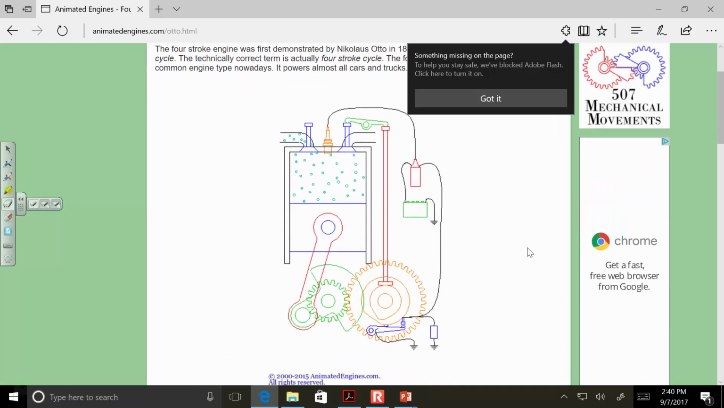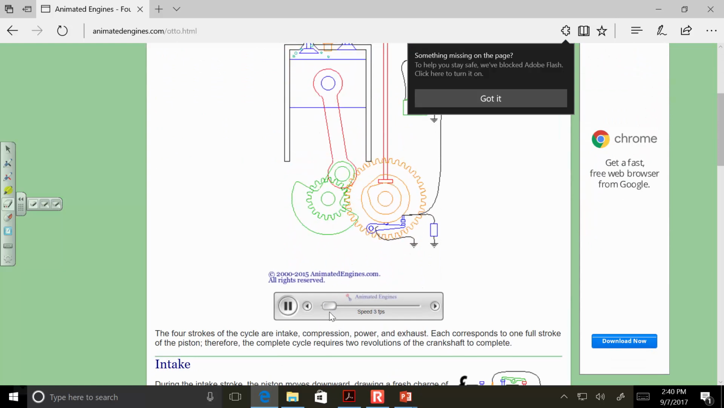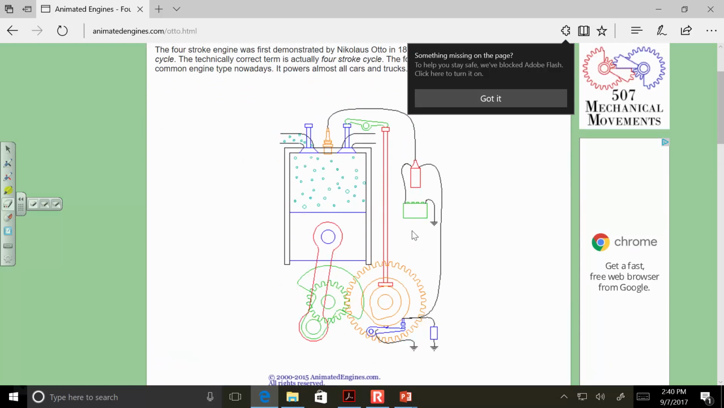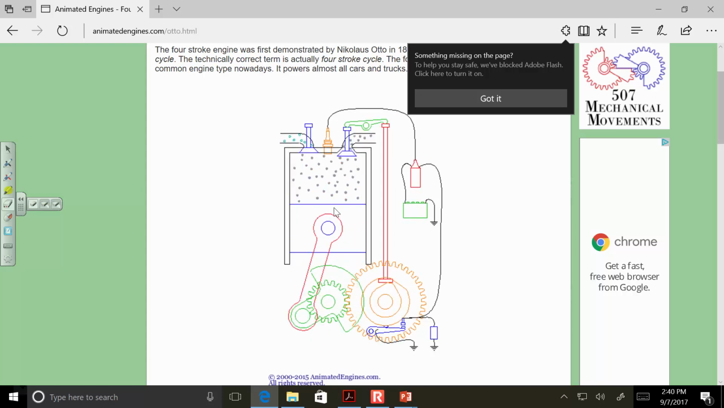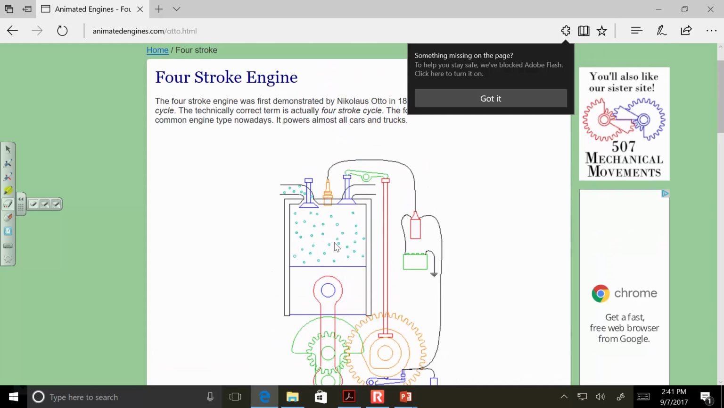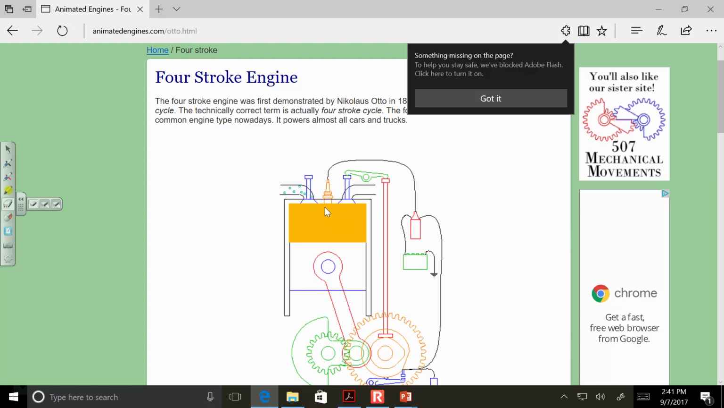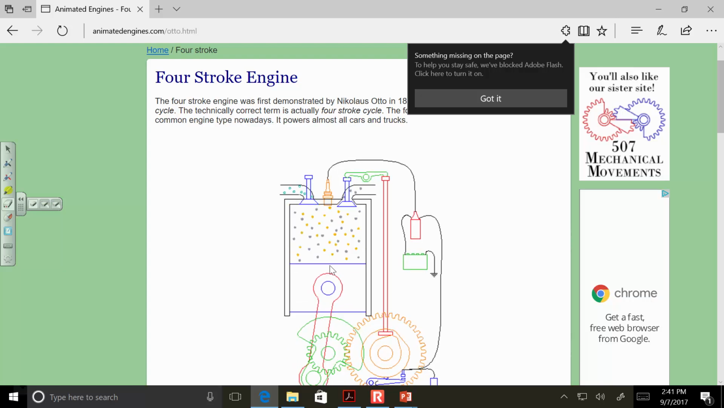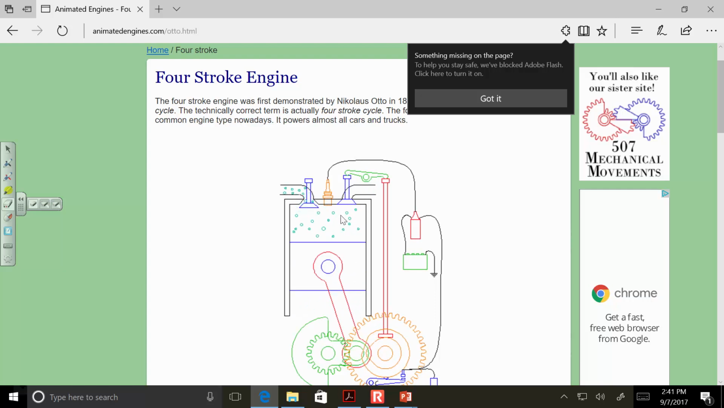Okay, so this is a 4-stroke engine, and if we slow it down, we can watch it. So we have intake of an air-fuel mixture, compression, spark, and then exhaust. So if we just watch it really slow, we're intaking an air-fuel mixture, compressing it, the spark occurs, which forces the piston back down. That's your power stroke. And then we exhaust the combustion byproducts out the side.